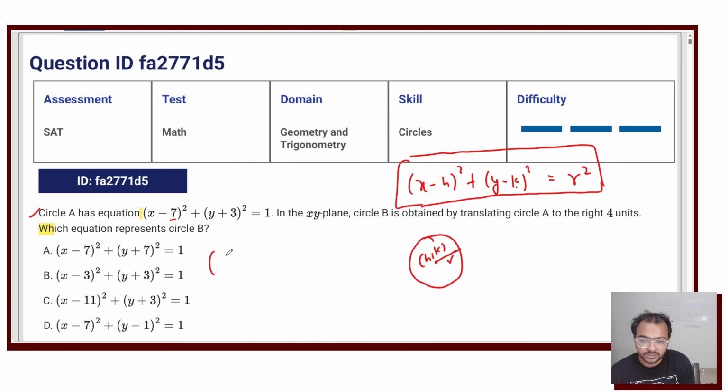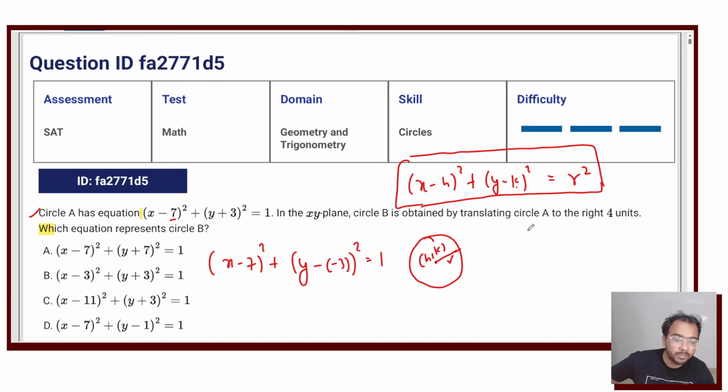So if we write it this way, this will be (x minus 7) square plus y. We have a plus here, so we'll just try writing it the same way. So this is y minus negative 3 whole square equal 1. So comparing it with the standard form, h comes out to be 7 and k comes out to be negative 3. The center coordinates will be 7 comma negative 3. What are we doing with this circle? We are translating the circle A to the right 4 units.